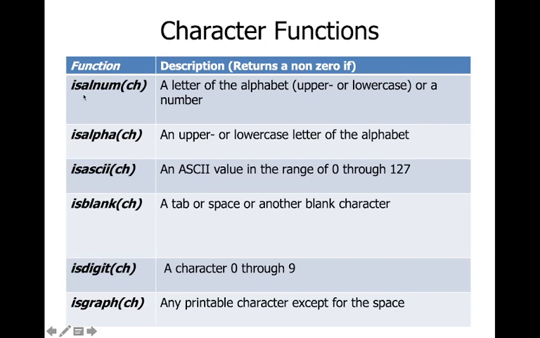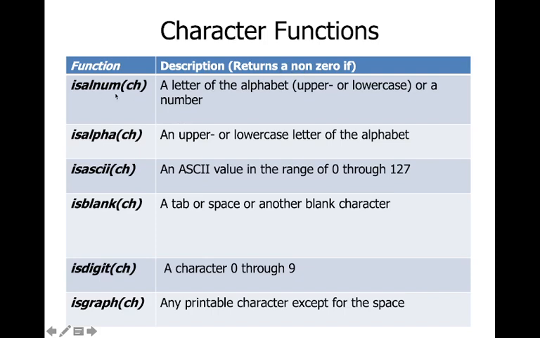First, isalnum, alphanumeric. It should be read like this: returns a non-zero. Non-zero means true, zero means false. It returns a non-zero if a letter of the alphabet, that is uppercase or lowercase, or a number is there. So if ch is a capital letter or small letter, or if it is a number, it will return a non-zero value, that is, true.